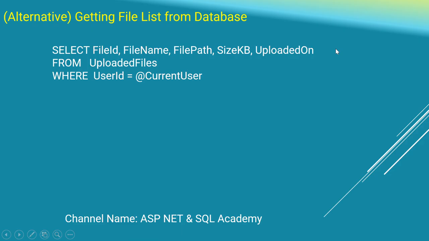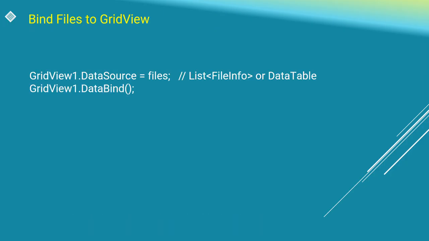Assign the file list as the data source and call DataBind. In the markup, add a LinkButton inside a TemplateField so each row shows a clickable download link. CommandName equal Download tells the GridView which command we are handling, and CommandArgument passes the full server file path to the code behind.